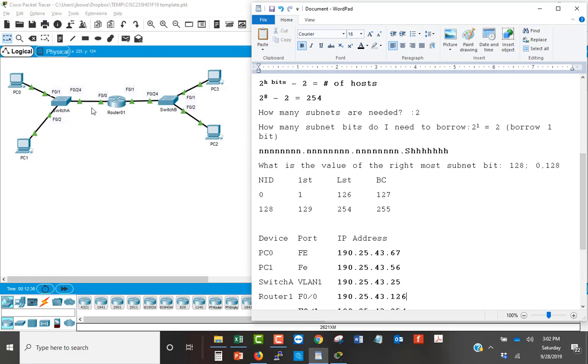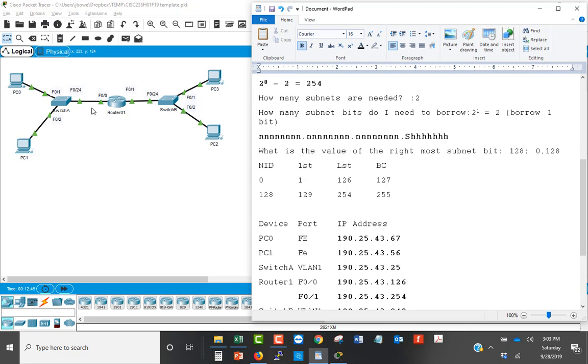Now I'm going to assign the second block of addresses to the right side network. And here we go. We're going to start with router 1. Router 1 has that port F01 that is on the second network. And I'm going to assign it 190.25.43.254. Again, 254 is within that range. In fact, it's the very last address, and that's just fine.